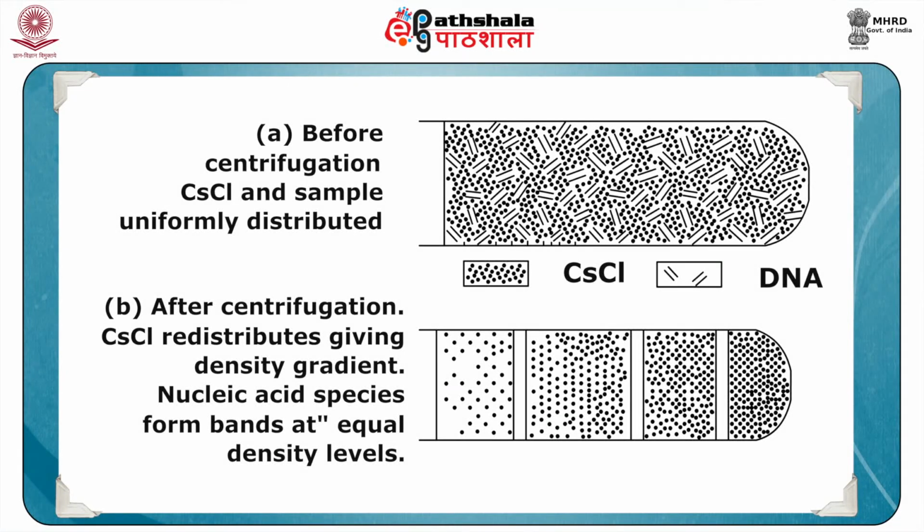After centrifugation, the cesium chloride distributes, giving a gradient, with higher concentration towards the bottom of the tube and less towards the top or the meniscus. The nucleic acids will now, depending on the range of densities which they possess, come to rest at those points in the gradient wherein their buoyant density is matched.